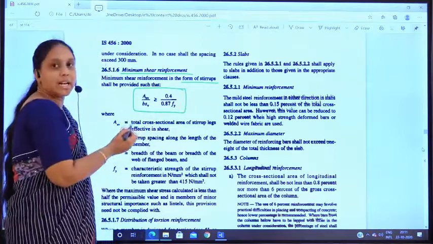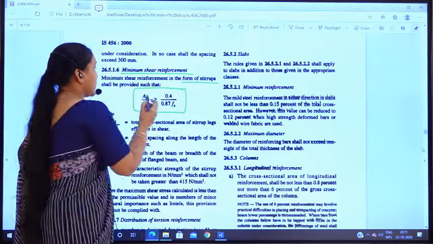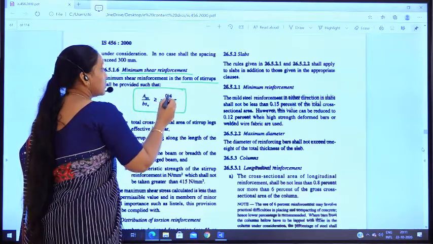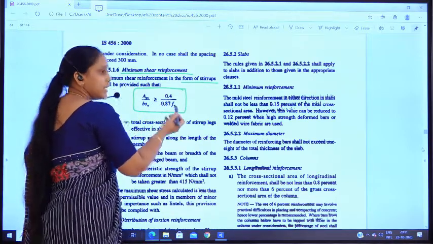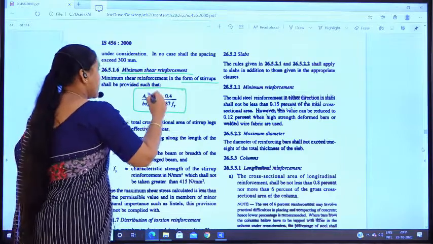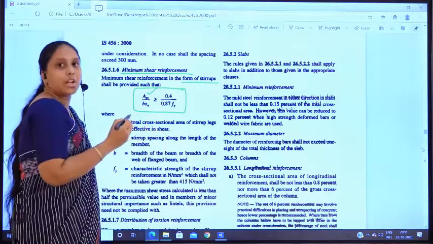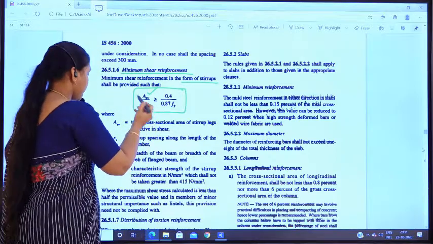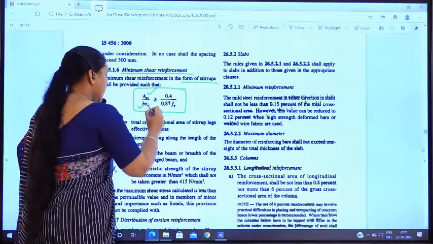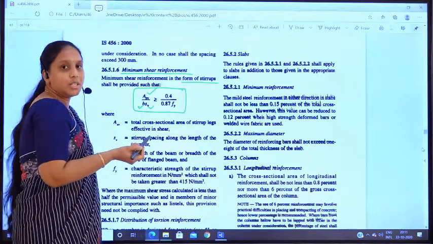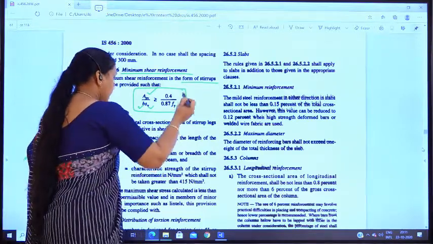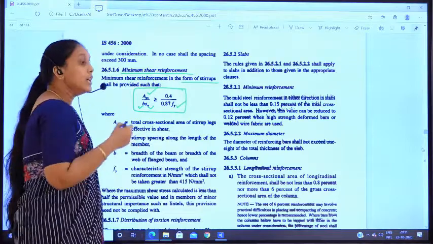How will we calculate the spacing? The spacing is calculated from this equation: Asv by b into Sv should always be greater than or equal to 0.4 divided by 0.87 fy, where Asv is the cross-sectional area of the stirrup, b is the breadth of the beam, Sv is the spacing of the stirrup along the length of the beam, and fy is the characteristic strength of the stirrup.